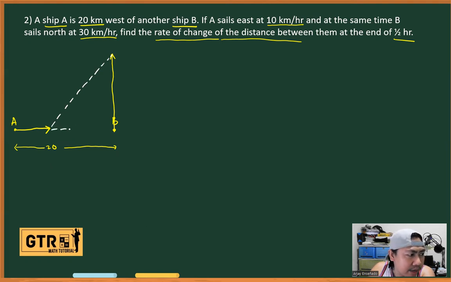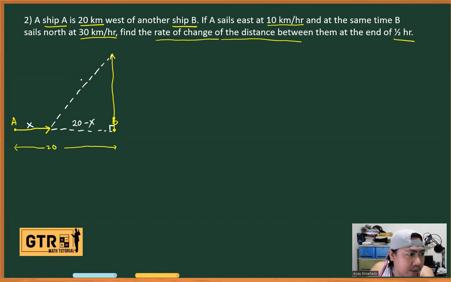So, ayan, makakabuo tayo ng right triangle dahil east and north. So kung ang layo ni A and B ay 20, so hindi natin alam ito. So lagyan natin ito ng X. So if this is X, ano ang sukat nito simula dito hanggang dito? So that is 20 minus X because ang layo ni A and B is 20.